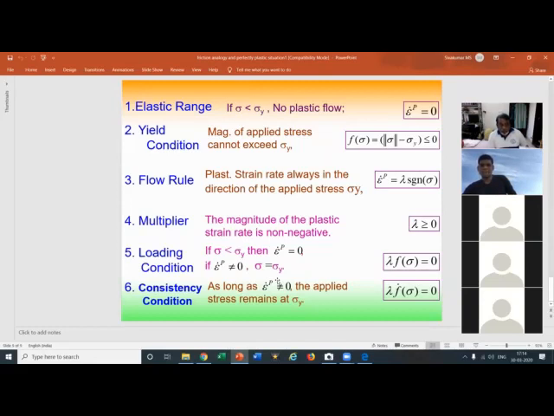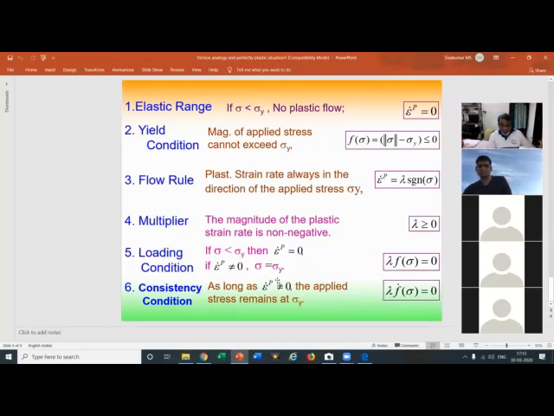Yes, sir. Now, fourth one is a multiplier, that lambda. It just says that lambda is non-negative. I can keep it as it is. Because it just tells me the third one, flow rule, is such that lambda is a non-negative value. And then come the last two conditions, which is when it has yielded and started to flow, then there is plastic strain rate. And when there is no plastic strain rate, there is elastic deformation. It has not reached yield level.